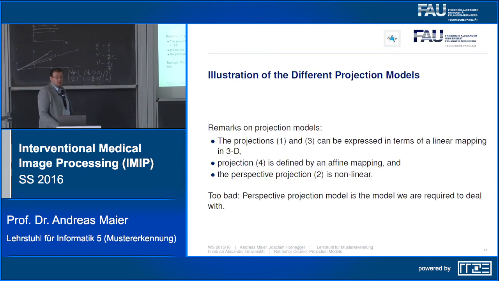So the projections one and two can be expressed by linear mappings. Projection four can be defined in terms of an affine mapping. And the perspective projection is nonlinear. This is what we want to derive from these observations. And we can see that here from our matrix already. And the bad thing is now all the time we want to deal with these perspective projections, and now they are nonlinear. It's uncool. That would be so much nicer if everything were linear. So we have to deal with it somehow.